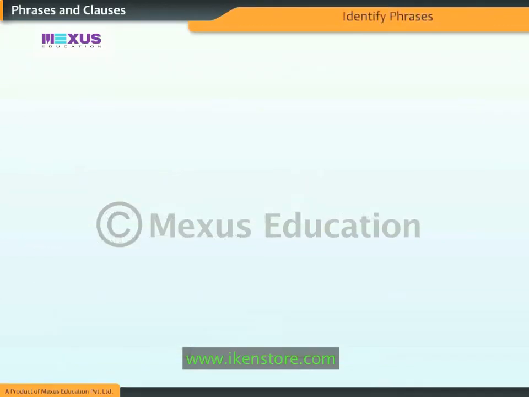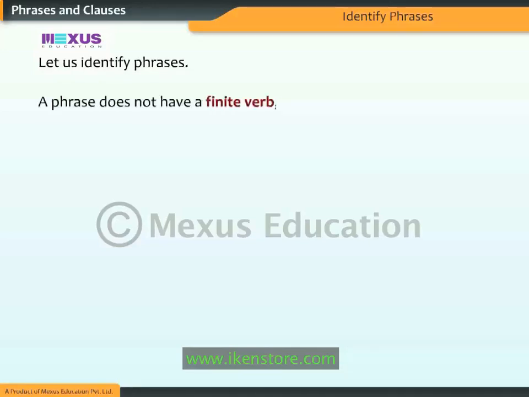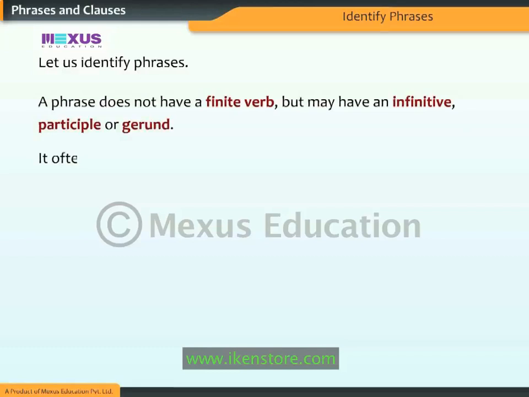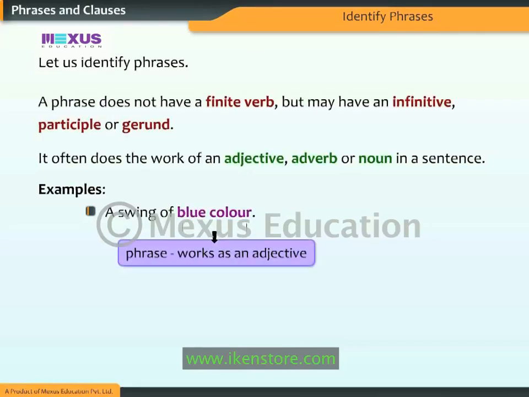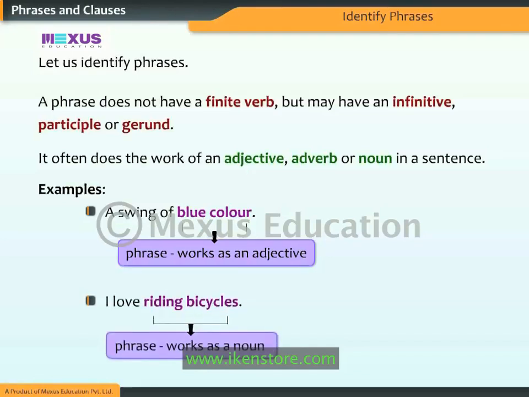Now that we are clear about what phrases and clauses are, let us see how we can identify them. A phrase does not have a finite verb, but may have an infinitive, participle, or gerund. It often does the work of an adjective, adverb or noun in a sentence. Consider the following examples. A swing of blue color. In this sentence, the phrase blue color works as an adjective. The next example is I love riding bicycles. In this sentence, the phrase riding bicycles works as a noun.